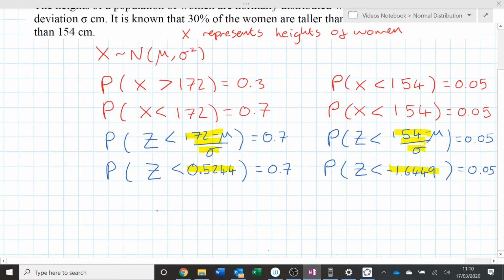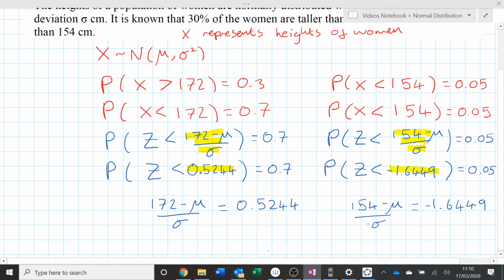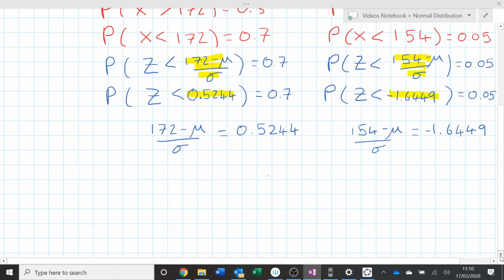So overall, I have 172 minus mu divided by sigma is equal to 0.5244, and 154 minus mu over sigma is equal to minus 1.6449. This is now just simply a simultaneous equation that we're going to solve in the same way that you would solve any simultaneous equations, and we'll end up with mu and sigma.